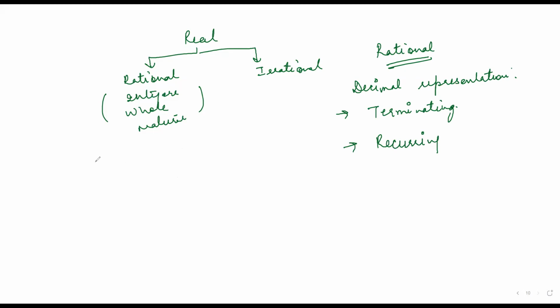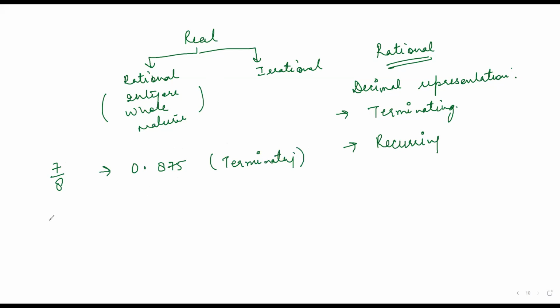For example, if I divide 7 by 8, my answer will be 0.875. That's it. After this, I'll get my remainder 0. So it is ending at some point, so it is called terminating. You can divide it and see.